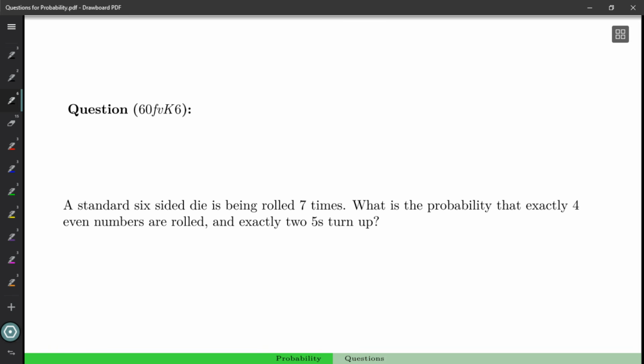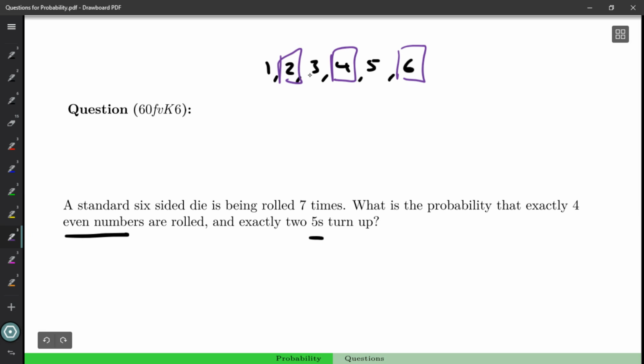Now, do we have a situation that is Bernoulli trials? Do we have 2 outcomes to our experiment that we're talking about? At first glance, you might say, yeah, we care about even numbers and 5s. But if we think about a 6-sided die, you can get 1s, 2s, 3s, 4s, 5s, 6s. Now, 3 of these would be classified under the even number outcome. And, of course, we've got 5s as well.